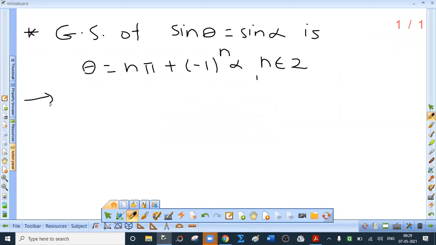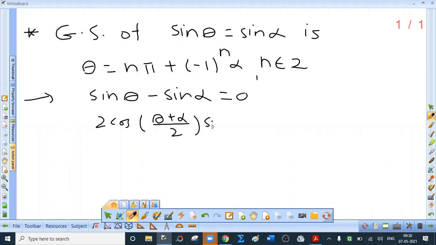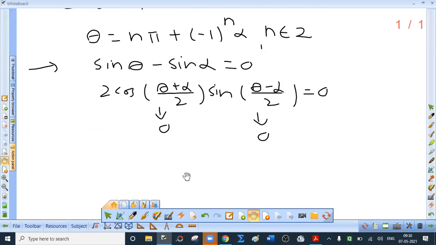See, sin theta is sin alpha, right? So can I say that sin theta minus sin alpha equal to 0? Yes, I can. Now what is sin A minus sin B? It is 2 cos of (A plus B) by 2 into sine of (A minus B) by 2. Is this clear? Now, the product is 0. So I can say that either this equal to 0 or this equal to 0. I'm writing this directly. Now, cosine is 0. What is the solution for this?